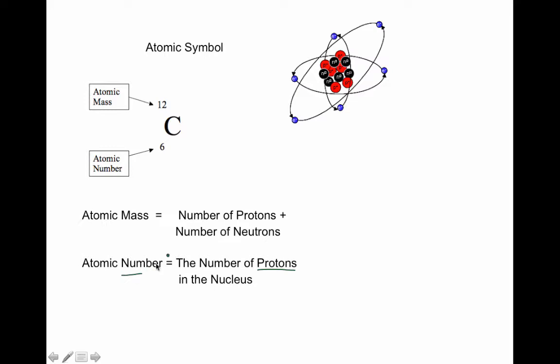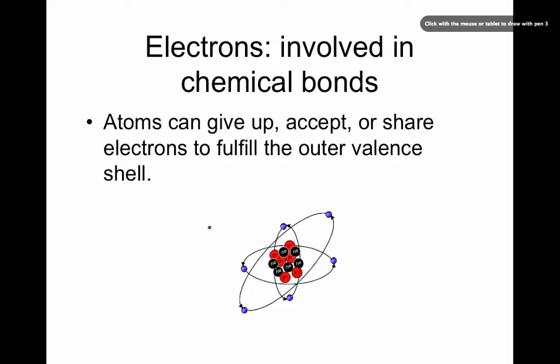Therefore, the atomic number that we see in the periodic table will always represent the number of protons that an atom has. But what about the electrons? What is their key job? Electrons are going to be involved with chemical bonds. Atoms can give up, accept, or share electrons in order to fulfill that outer valence shell.